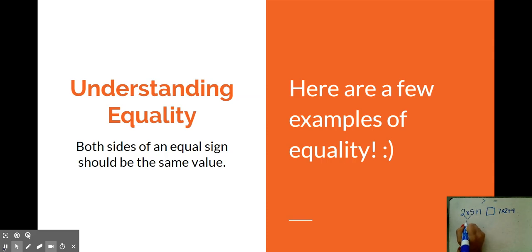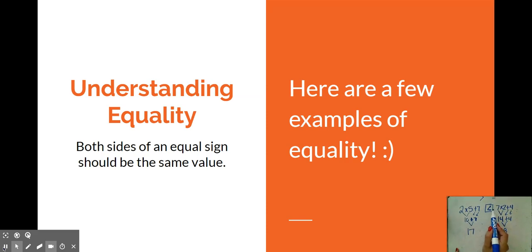So 2 times 5 is 10, and I'm going to bring everything else down, plus 7, right? That's where I got my plus 7. That gave me 17. Now over here, 7 times 2 is 14, and then I'm bringing down my plus 4. I am getting 18. So now we can compare 17 to 18. Which one is greater? Well, 18 is greater. Remember our little alligator mouth wants to eat the greater number, the bigger fish.